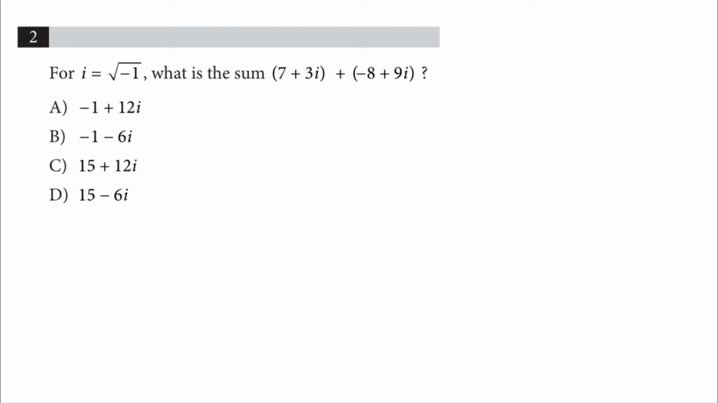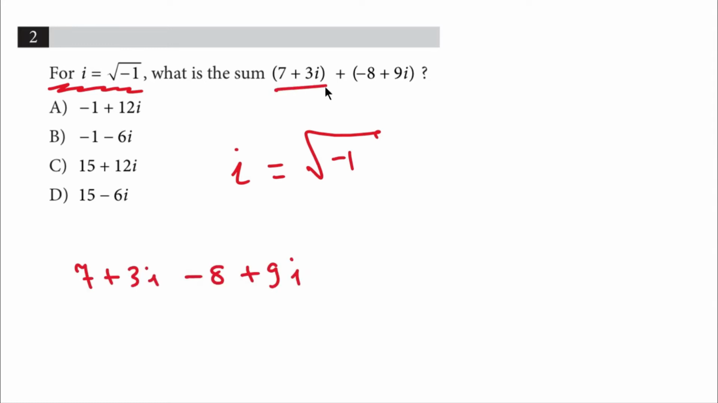Let's move on. Try to solve this by yourself. Well, in imaginary number problems, they always give you what i is. i, the imaginary number, is equal to the square root of negative 1. But it's not really necessary to know for this question. In this question, we just have to simplify or sum this expression right here. What you have to know is, these are two complex numbers. They have real parts like 7 and negative 8, and imaginary parts like 3i and 9i.